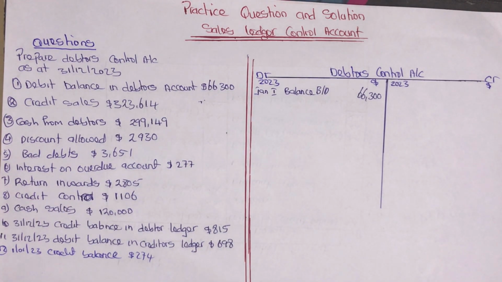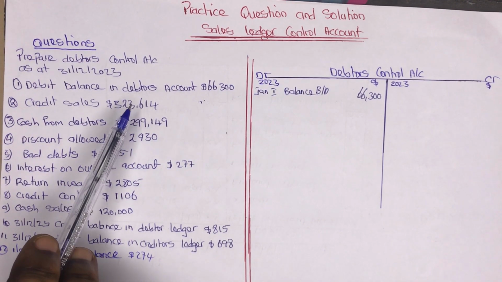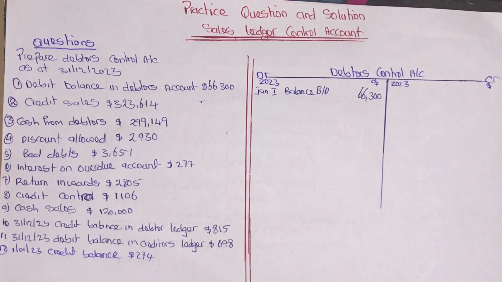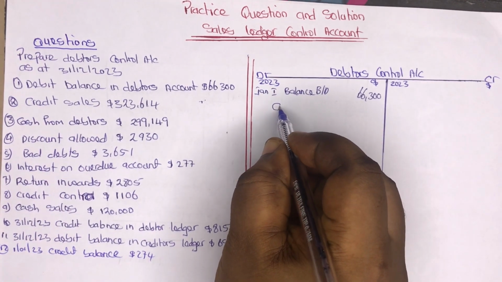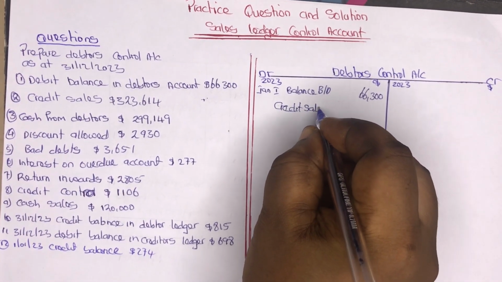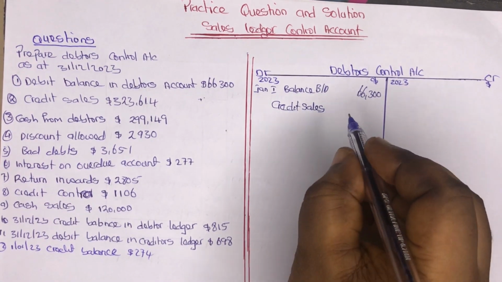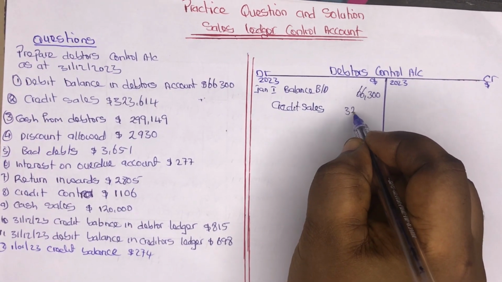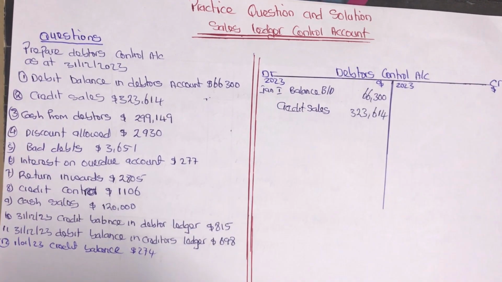The next item is credit sales. We have credit sales of $323,614. Credit sales goes to the debit side. So we have credit sales, and the amount is $323,614.